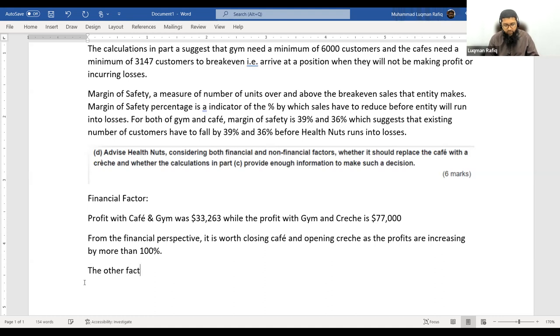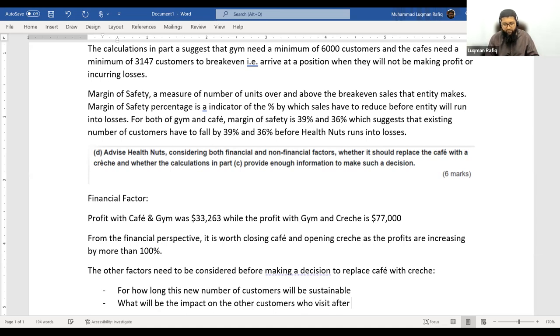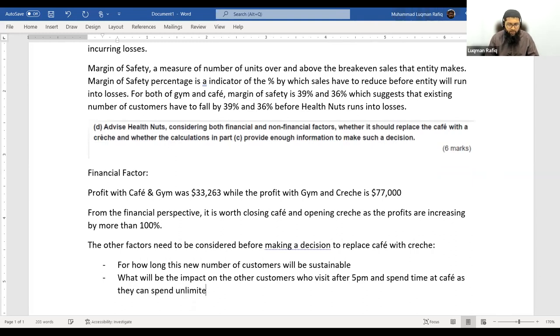The other factors need to be considered before making a decision to replace cafe with crèche. For how long will this new number of customers be sustainable? What will be the impact on the other customers who visit after 5 p.m. and spend time at the cafe, as they can spend unlimited time at the cafe?